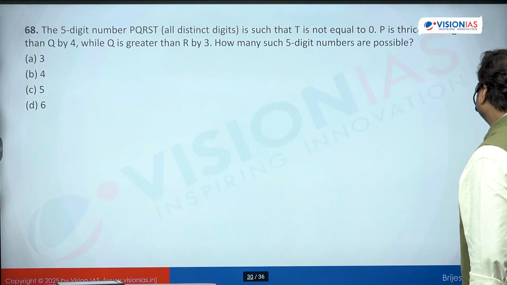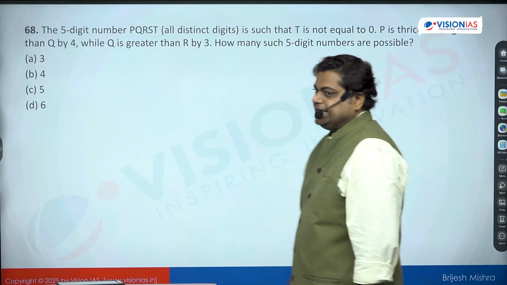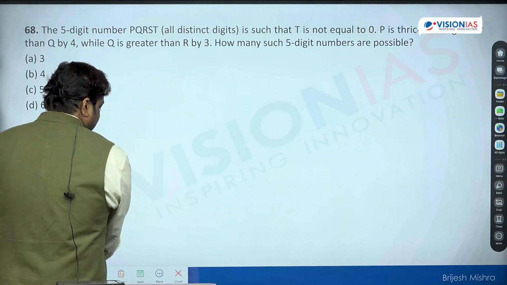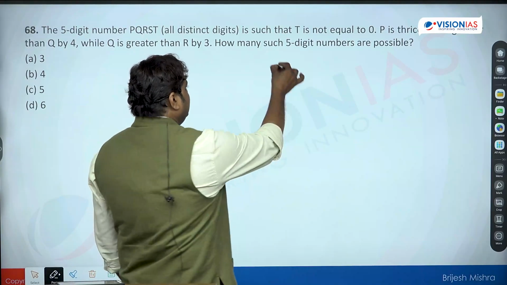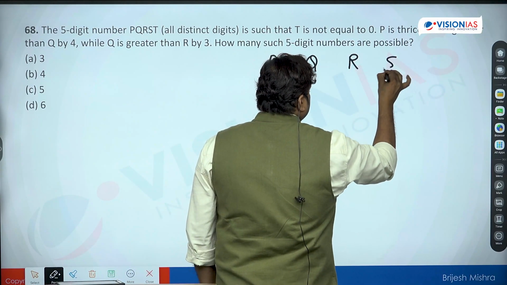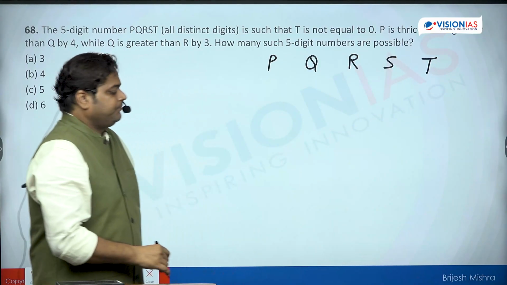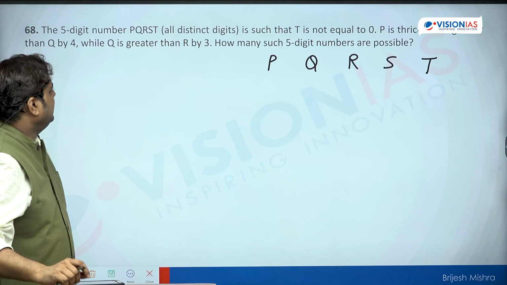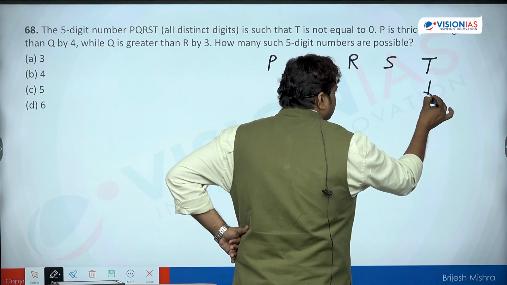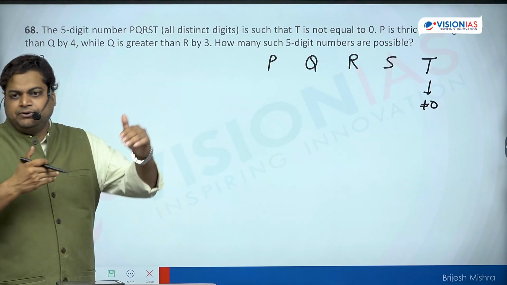See this question. A 5-digit number PQRST, all distinct digits: P, Q, R, S, T. Then we'll try to see such that T is not equal to 0. Not equal to 0. That means it can take value 1, 2, 3, 4 till 9.